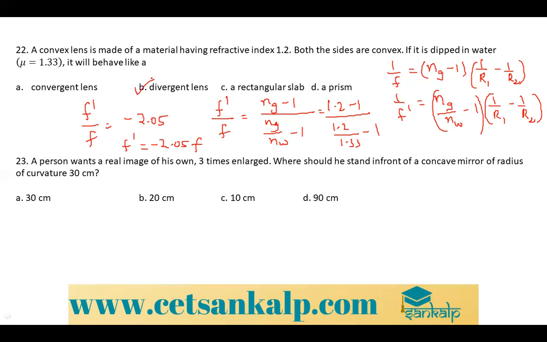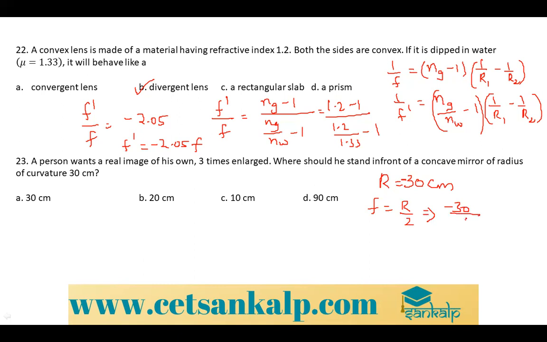Okay, next one. A person wants a real image of his own, 3 times enlarged. Where should he stand in front of a concave mirror of radius of curvature 30 centimeter? So R is equal to 30 centimeter. Since it is a concave mirror, R is minus. So we need f. f is equal to R by 2.